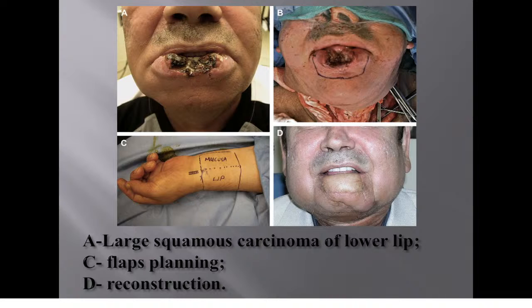Multiple factors are taken into account in selecting treatment for the individual patient. The risk of treatment-related complications should be assessed based on physiological age, comorbid conditions, lifestyle, surgical resectability, and patient expectations. And here you can see stages of reconstruction or surgical treatment of a patient with cancer of the lip. You can see on photo C flap planning, and D is the reconstruction a year after operation.